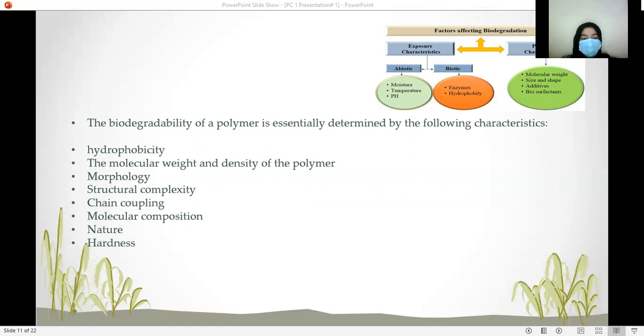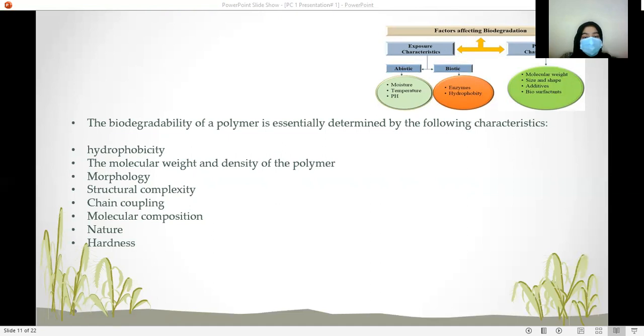So the fourth one is structure complexity, such as linearity or the presence of branching in the polymer. Fifth one is the presence of easily breakable bonds such as ester or amide bonds, chain coupling, like ester to ether to amide and then to urethane. So the next one is the molecular composition. The seventh one is the nature and physical form of the polymer, like films, pellets, powder, or fibers. So the last one is hardness. Soft polymers degrade faster than the harder ones.